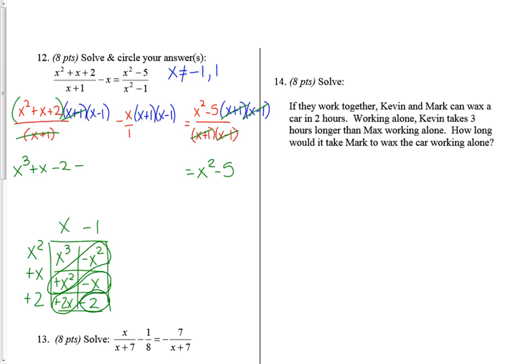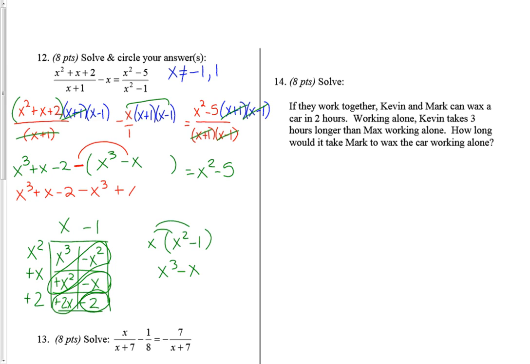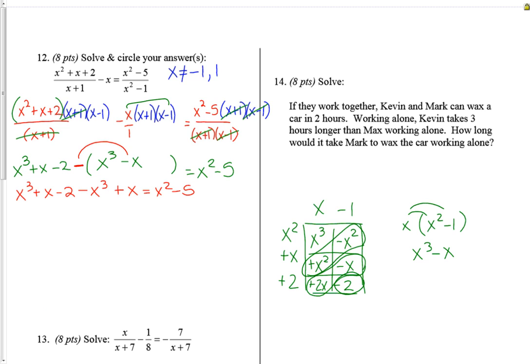Going over to our second bit right here, I've got x times x plus 1 times x minus 1. Well, I know that x plus 1 times x minus 1 was the x squared minus 1, so I just need to distribute into that. So the second term turned into x cubed minus x. Remember that I was really subtracting this whole thing. So I had x cubed plus x minus 2. When I distribute the subtraction, I'd have negative x cubed, and this would turn into plus x, equals x squared minus 5. I just scooched that other work over.